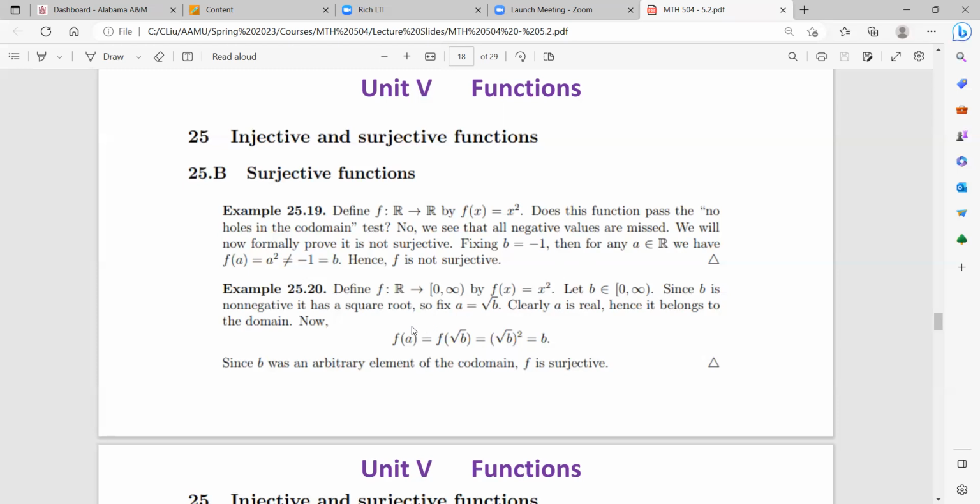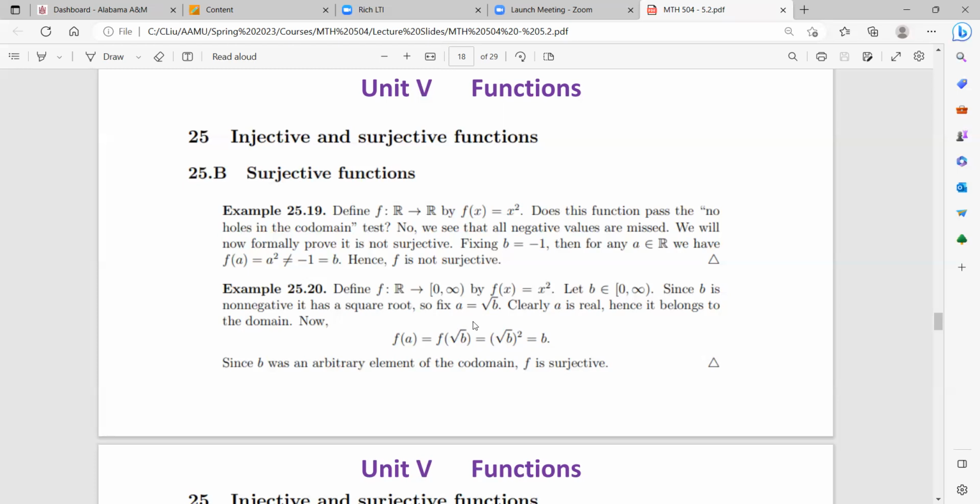And if you evaluate a, you get f of square root of b, which is square root of b squared, which is b. So for any element or number in the codomain, you can always find at least one element in the domain A that pairs with b. So that means this function is onto, or is surjective. And you just pick one of those.